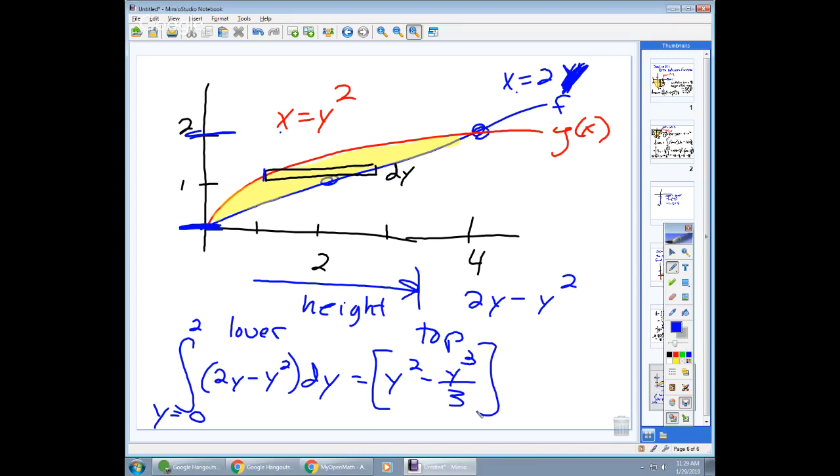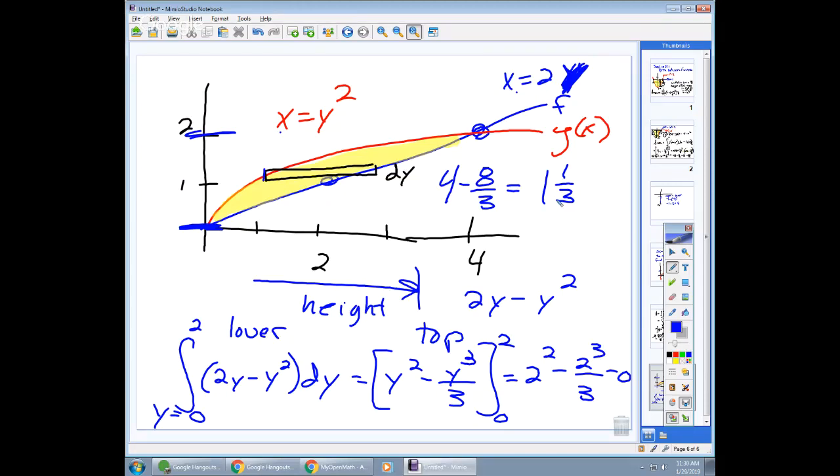And we're just going to do that from 0 to 2, which is going to give us 2 squared minus 2 cubed over 3, minus a bunch of zeros. So that would be 4 minus 8/3. See, 3 goes into 8 twice, with 2/3 left over. If I take 2 2/3 away from 4, I get 1 1/3, which is the area we got before.